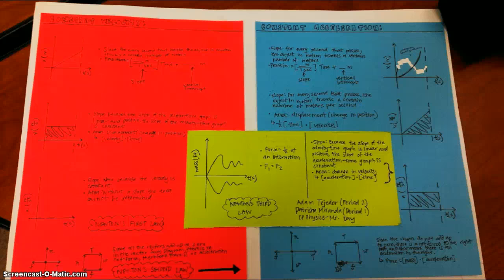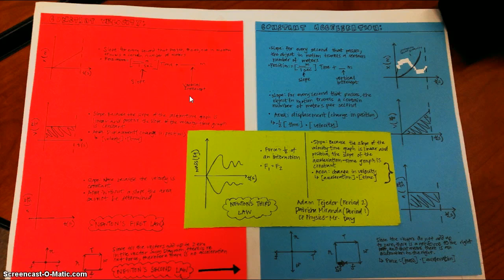Okay, so here's the winter poster assignment from Adam, and I also worked on this with Patricia Miranda from first period. On this side, the red side, we have constant velocity, and we have three graphs: position, velocity, and acceleration.